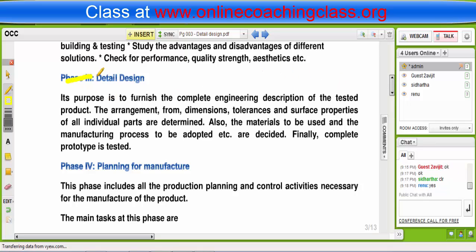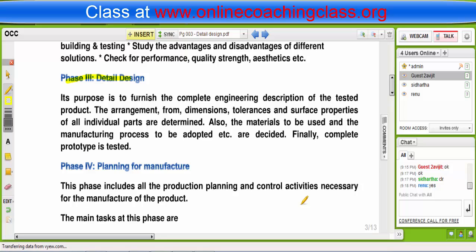Now detailed design. What is a detailed design? Its purpose is to furnish the complete engineering description of the tested product. The arrangement, form, dimension, tolerance and surface property of all individual parts are determined. Also the material to be used and the manufacturing process to be adopted, etc.